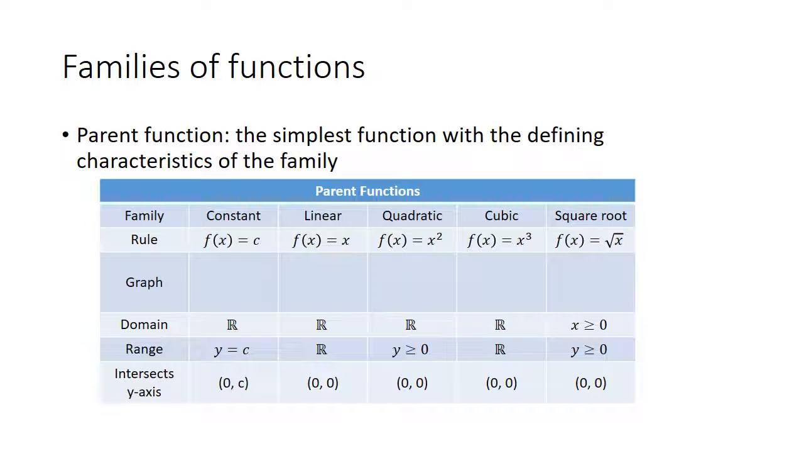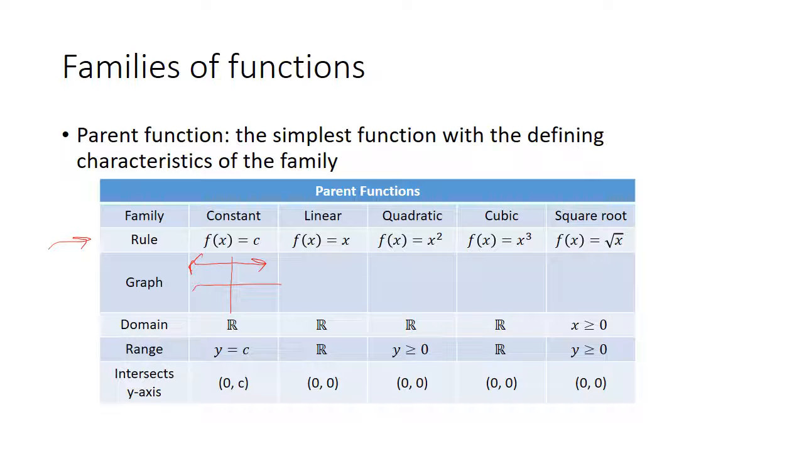So here's the parent functions that we're going to be studying. We've got constants, linears, quadratic, cubics, and square roots. So the parent function for each of them can be found in this row right here. So let's look at the constant family. That would be an example of like y equals 5, or f of x is equal to 5. In which case, when you look at this graph on your coordinate plane, it's going to look like just a straight line right there. So that may be at like y equals 5 or f of x equals 5.